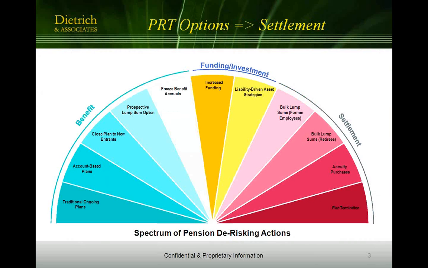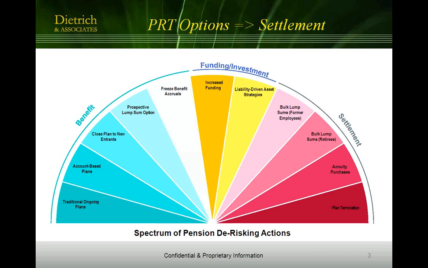As we can see here, here's a full spectrum of common de-risking strategies. Today we're going to concentrate on the settlement or pension risk transfer strategies of the spectrum. Implementing a pension risk strategy will require strategies from the funding, investment, and benefit sections as well.